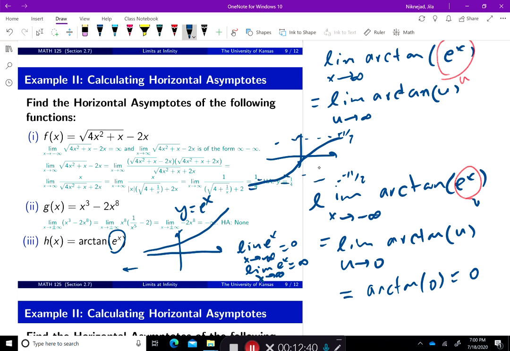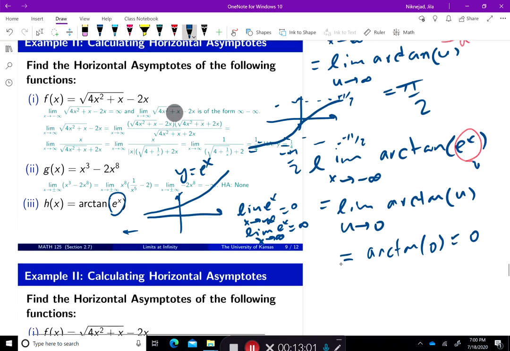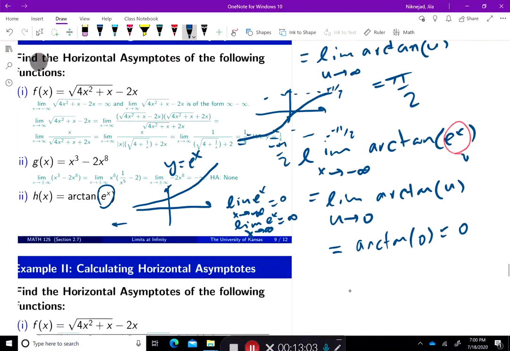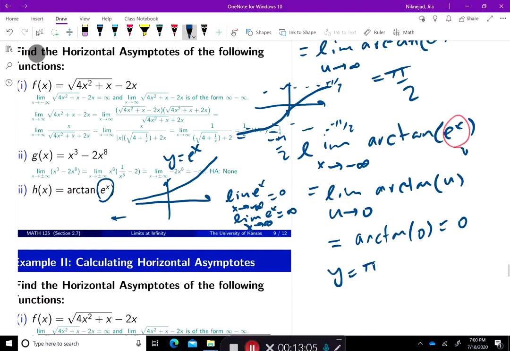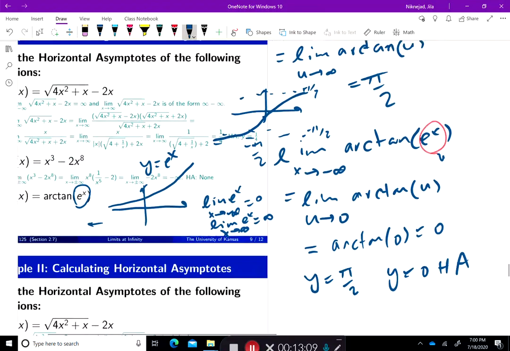So I know the arctan function as u goes to positive infinity, the end behavior, is going to be pi half, because arctan has pi half and negative pi half as horizontal asymptotes. So I get y equal to pi half and y equal to 0 are the horizontal asymptotes of this function.